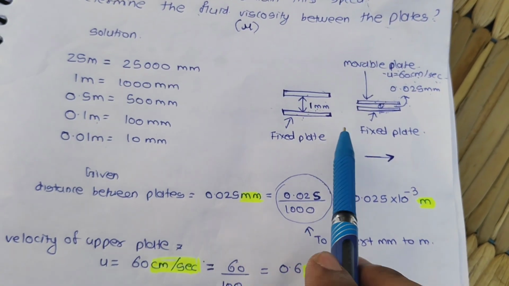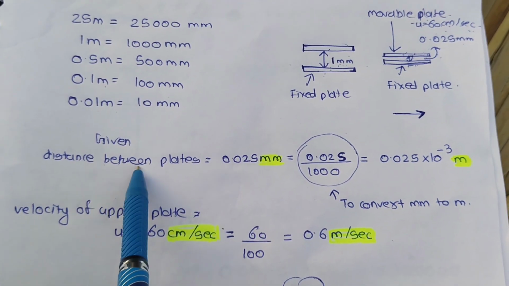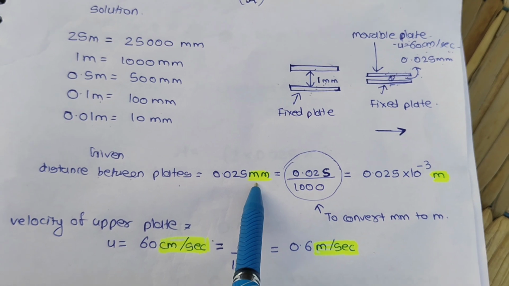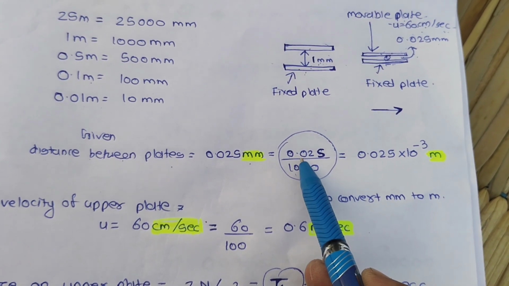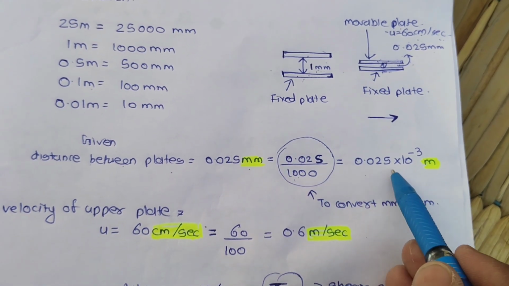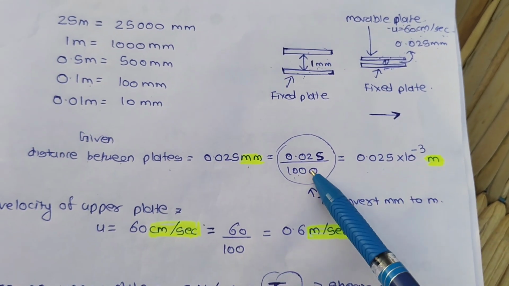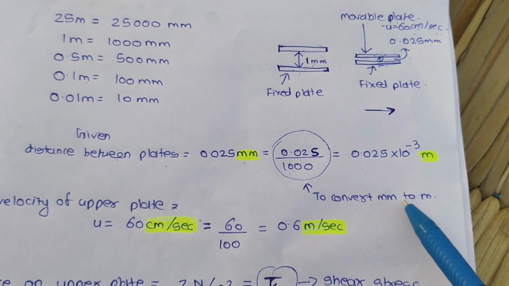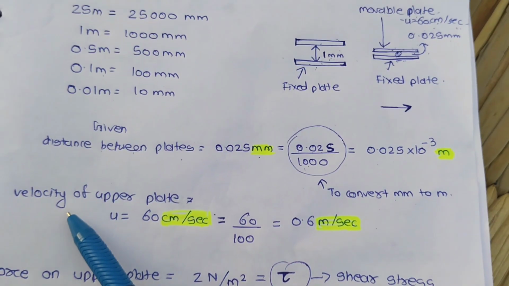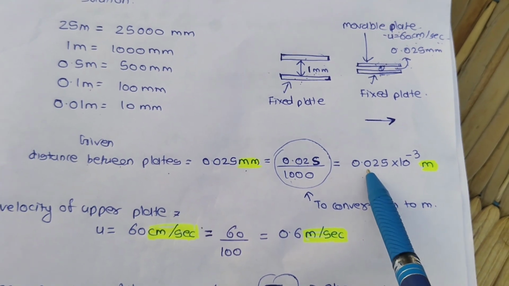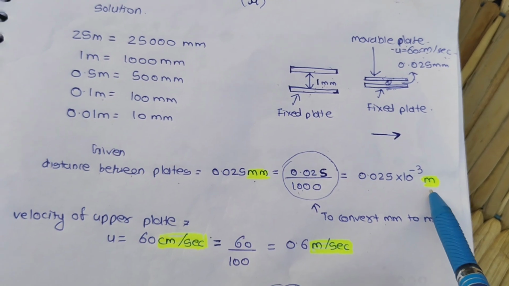This is the fixed plate and the top one is the movable plate. So given the distance between the two plates is 0.025 mm, we have to convert this into meter. To convert mm to meter, we have to divide by 1000. So we have got 0.025 multiplied by 10 raised to minus 3 meter.